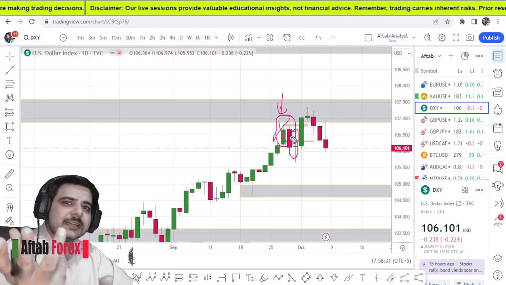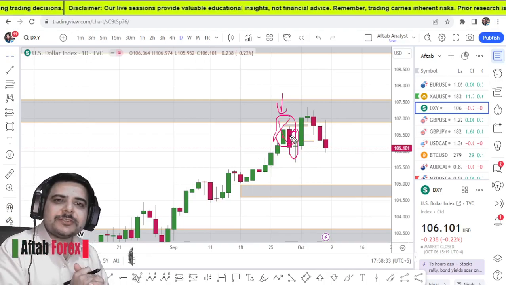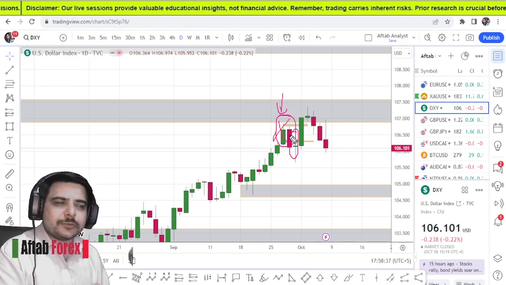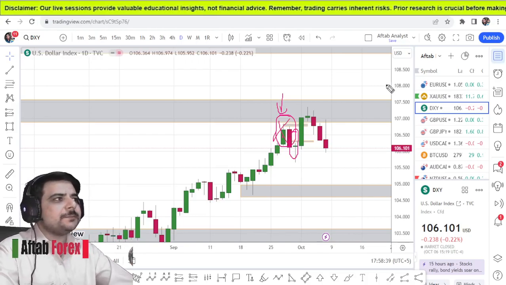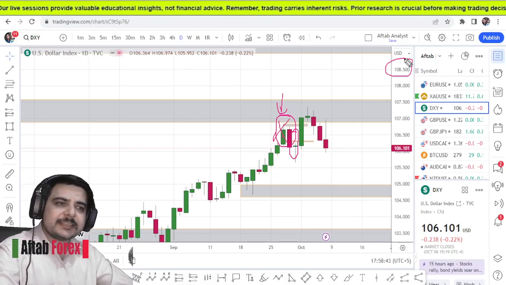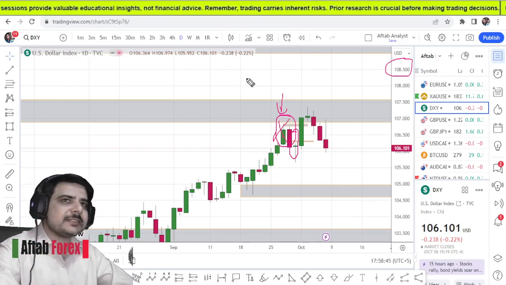And I said even if you are interested to take a trade on the dollar index, then you have to wait for several levels. Obviously the perfect 108.500 is not yet exactly completed. Stay with me, I will be discussing that.